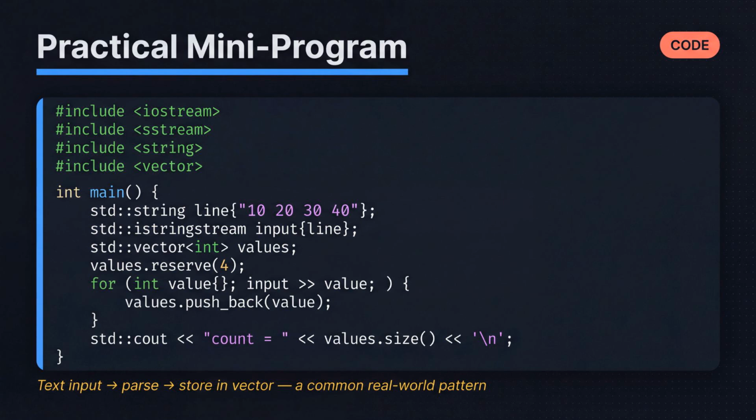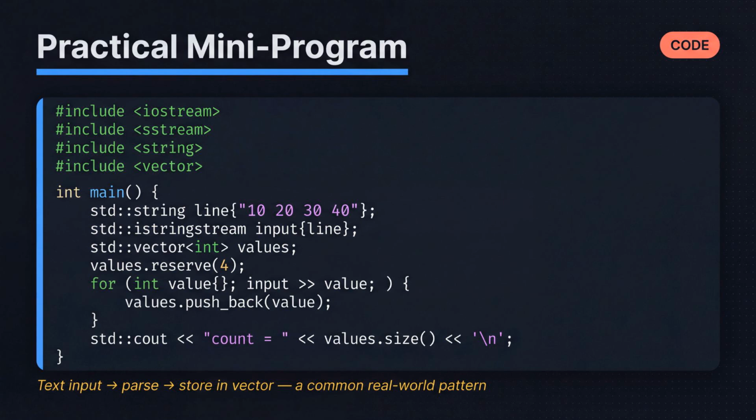Let's combine strings and vectors in one program. We start with a string containing space-separated numbers, 10, 20, 30, 40. We create an istringstream from that string. We declare a vector of integers and reserve space for 4 elements. Then we loop. Extract integers from the stream with the extraction operator and push each into the vector. Finally, we print the count.